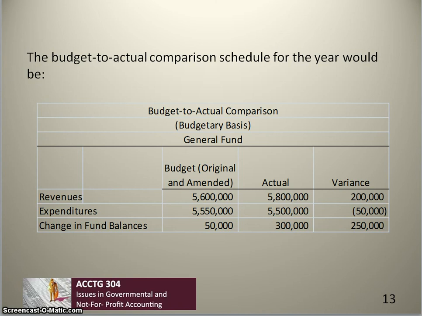So if you look at our schedule here, under budget, you see the budget as we adopted it and did not amend it in this case: $5.6 million in revenues, 5.55 in expenditures, for a budgeted change in fund balance of $50,000. In our actual column, we show $5.8 million in revenues, and we show $5.5 million in expenditures. So this is not the same number in expenditures we saw on the income statement, which was 5.3, because in this case, we've also included $200,000 in encumbrances incurred during the year. So the change in fund balance actual is only 300,000 here compared to the 500,000 we saw on the income statement. This allows us to show the actual commitments made against the budget during the year, including the encumbrances.